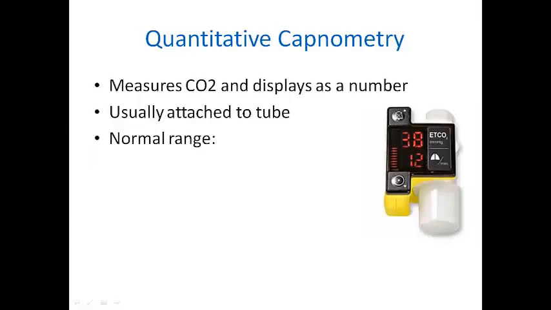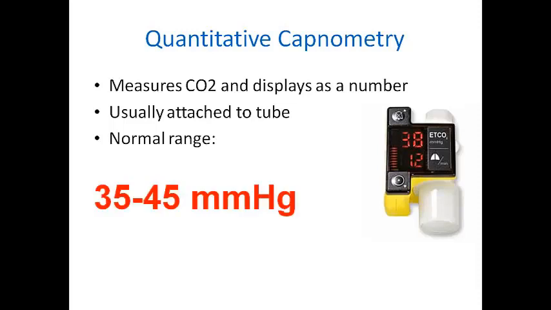The next step up is quantitative capnometry. This is going to measure CO2 in a numeric value. It's attached to the tube, and the normal range that we'll be evaluating for end-tidal CO2 on all measuring devices for the human being is 35 to 45 millimeters of mercury. The device pictured here will also give us a ventilatory rate as well as that end-tidal CO2 value.